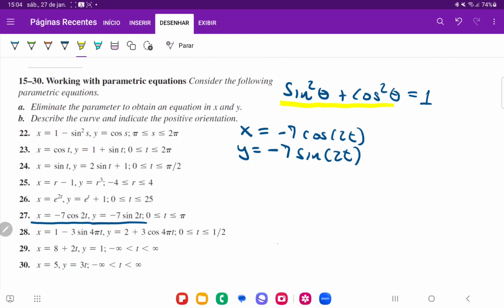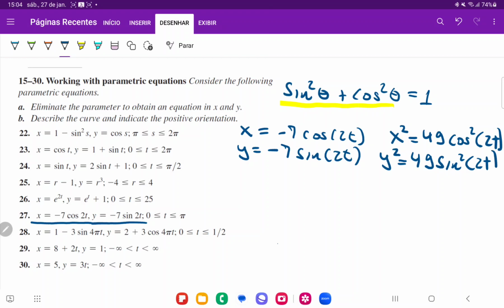The way that we're going to eliminate the parameter t is we're going to use this identity where the square of sine plus the square of cosine is equal to 1. Since we only have cosine and sine, we don't have the squares, we're going to square the equations. For the x one, squaring the left-hand side gives us x squared is equal to minus 7 squared, so 49 cosine squared of 2t. And now let's square the y equation. So y squared is equal to minus 7 squared, so 49 sine squared of 2t.